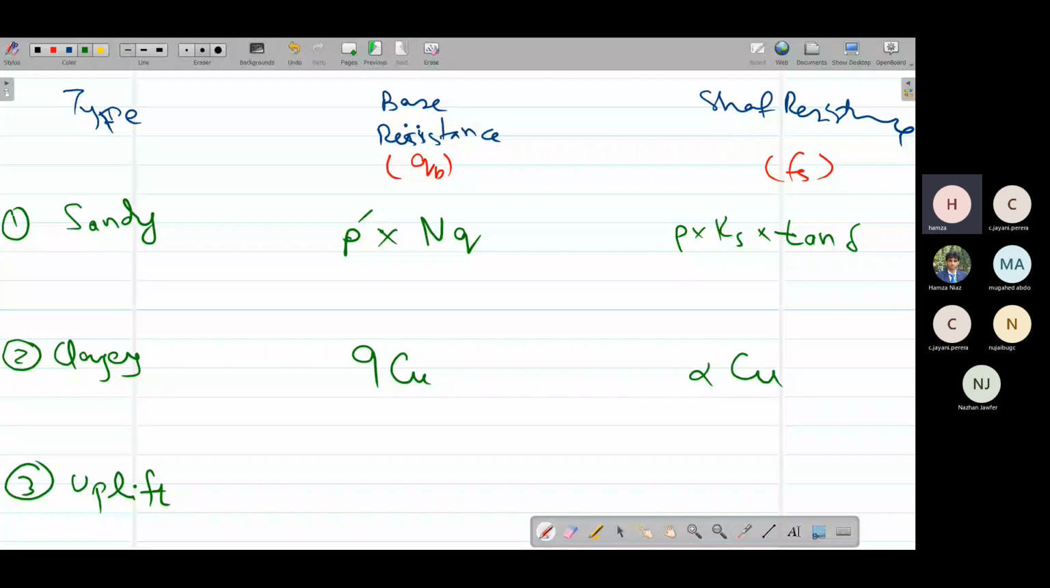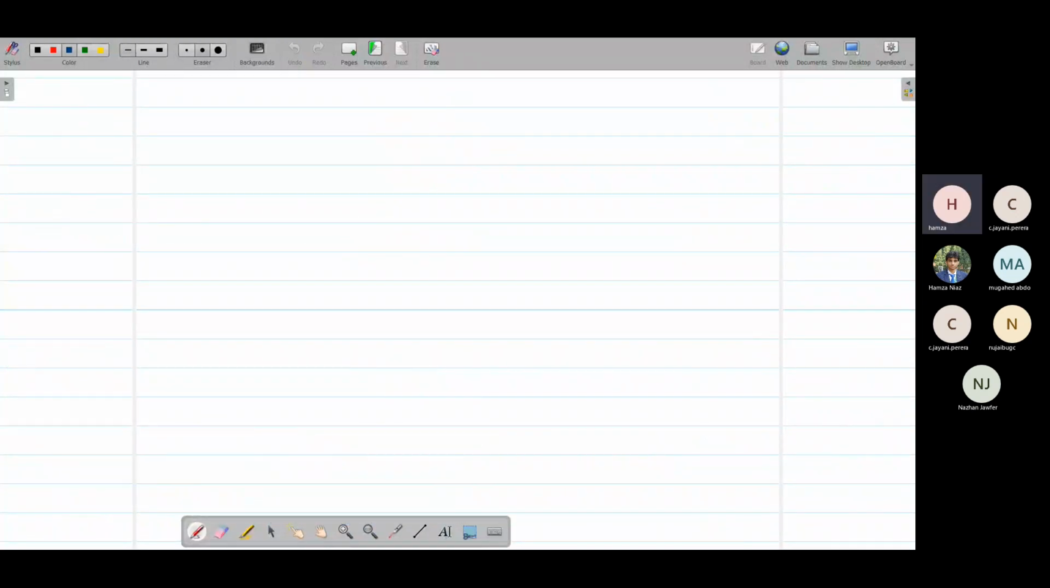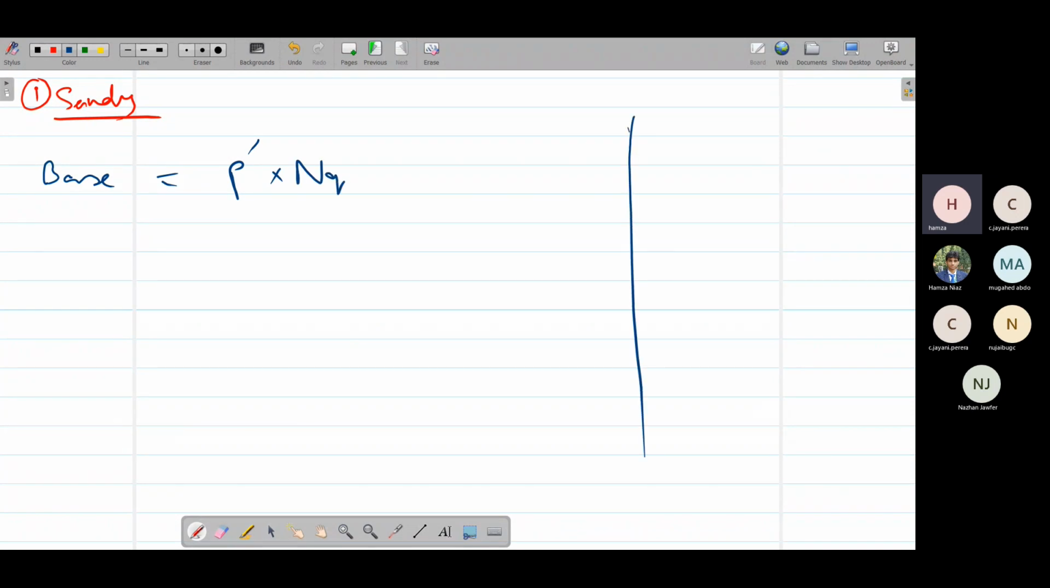Sandy, we have base resistance as P times NQ, shaft resistance as P times Ks times tan delta. So let's start with the sandy. Our base resistance is P dash times NQ. For example, if this is a pile, at the tip or base of this pile, what would be the overburden stress? We'll call this P dash, the pressure at the base or tip of the pile.